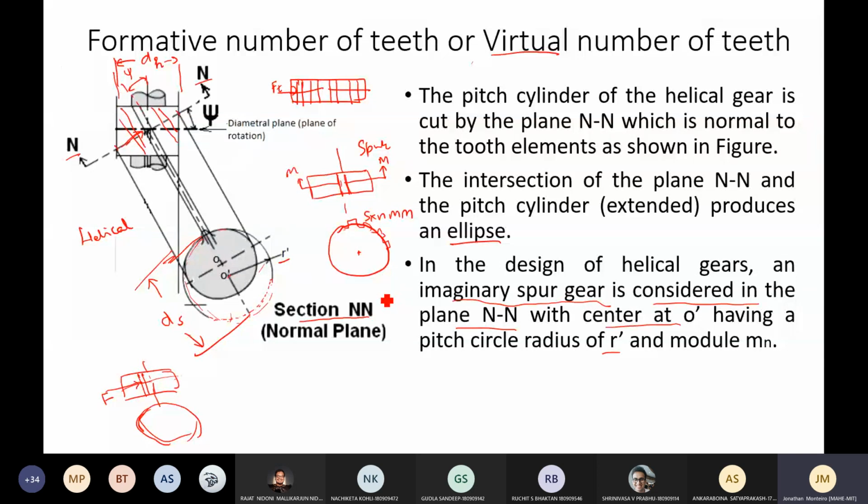Sir, you said that all the forces acting on the helical gear will be the same as the forces acting on the spur gear. In the helical gear, there is an axial component of force as well. How is that being compensated on the imaginary spur gear? Because for a spur gear there are only two components of forces.